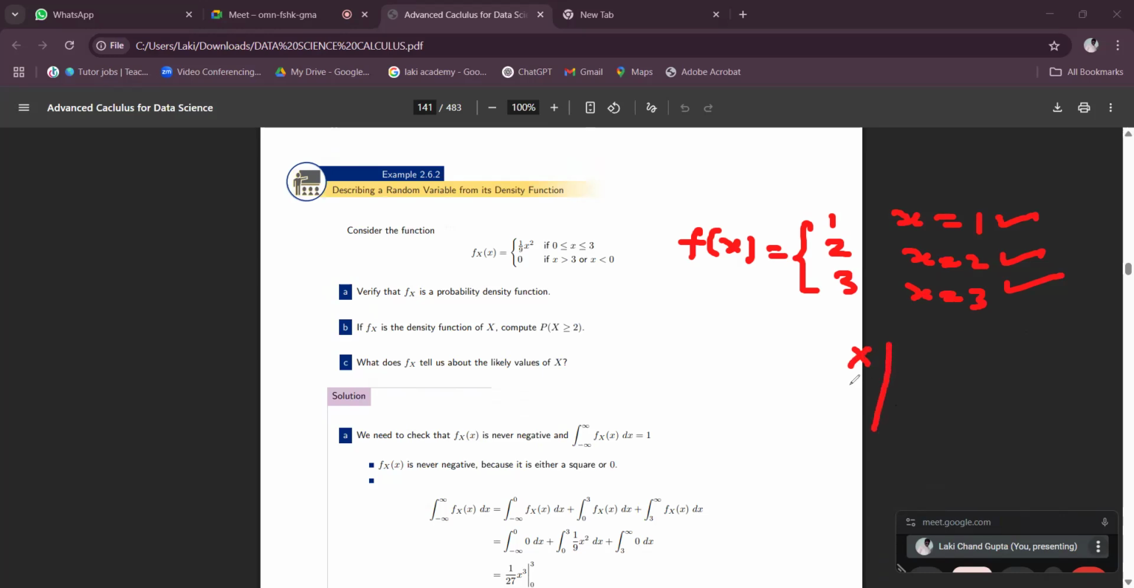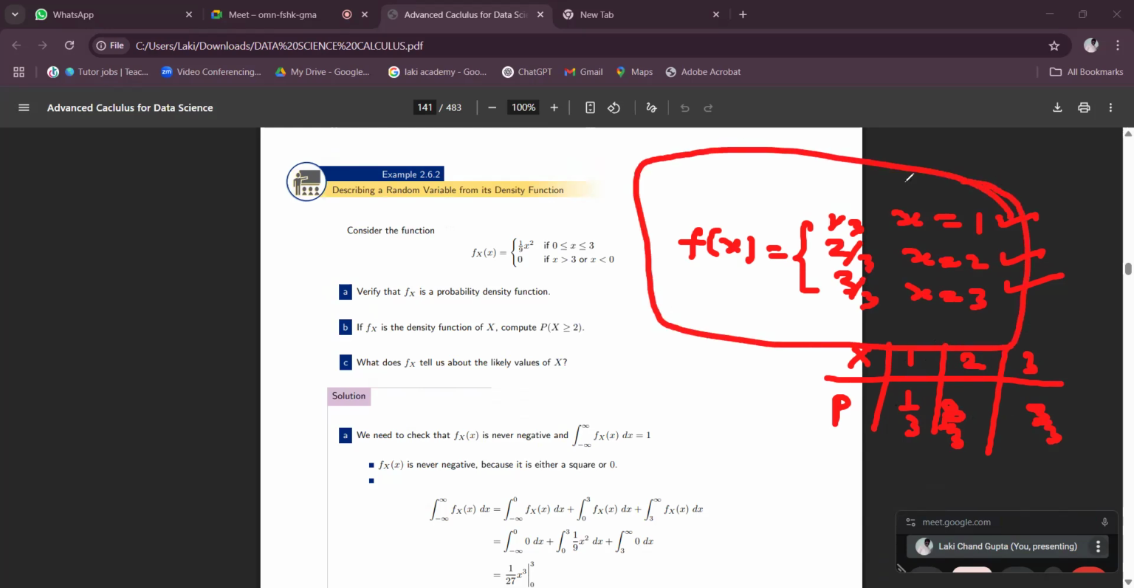So you can write it this way. This is the random variable x: x is equal to 1, x is equal to 2, x is equal to 3. Let's suppose the probabilities are 1 over 3, 2 over 3, 3 over 3. So this is discrete.